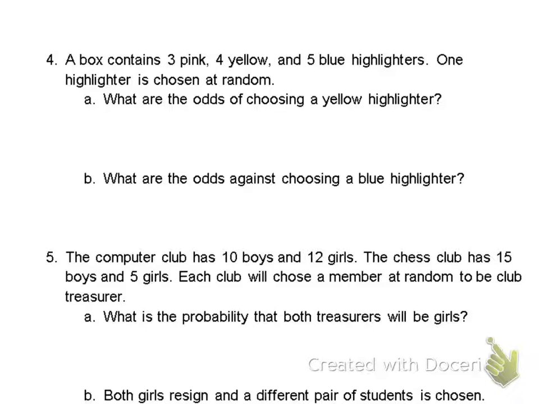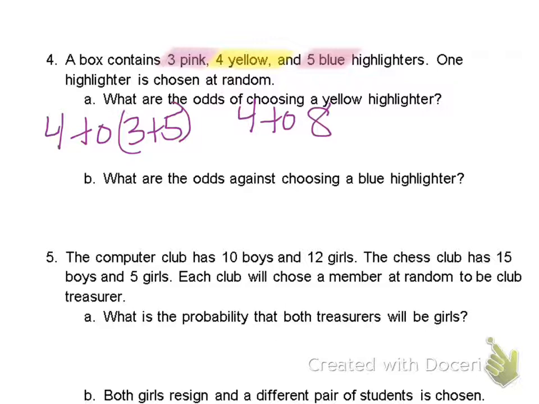So what are the odds of choosing a yellow? So yellow, there's 4 options for yellow. So that's 4. That's what we want. To, what are the options that are not yellow? Pink and blue. So we have 3 and 5. So we have 3 plus 5 here. So the odds are 4 to 8, which can be written as 4 to 8 like this, or 4 to 8 like this, and that can also be reduced. So it would be reduced to 1/2 or 1 to 2. So the odds of choosing a yellow highlighter are 1 to 2.